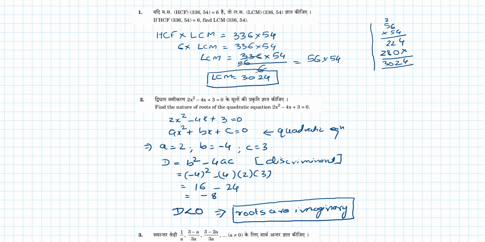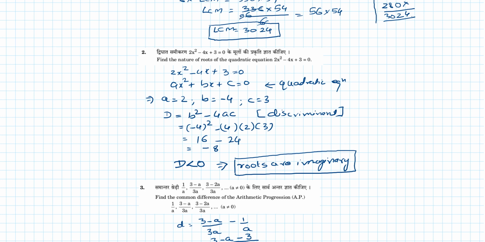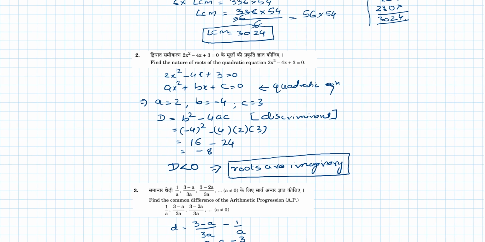Now let us come to the second question. The second question is about finding the nature of the roots of the quadratic equation. What is our general quadratic equation? ax square plus bx plus c is equal to 0, right? Now if we compare this with the given equation 2x square minus 4x plus 3 is equal to 0, what do we get? a is equal to 2, b is equal to minus 4 and c is equal to 3.